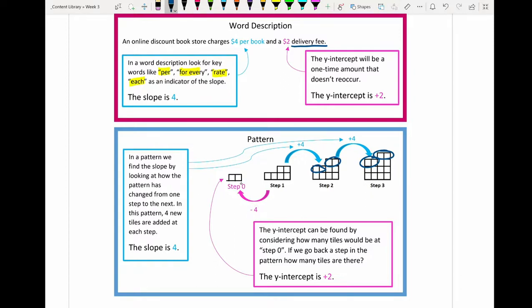Whatever that answer is, or how many tiles or how many items there are at that step, that's my y-intercept, or that's my constant. So in this case, going from step 1 to step 0, I subtract 4 squares, and I end up with only 2. So my y-intercept is 2.